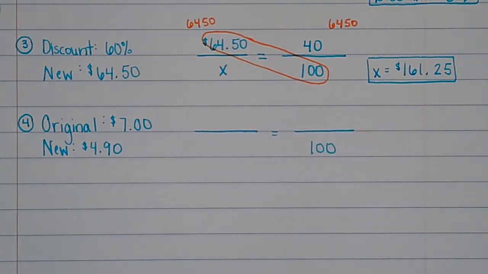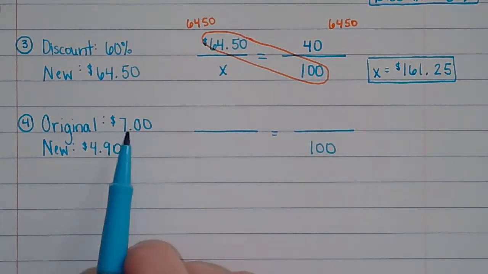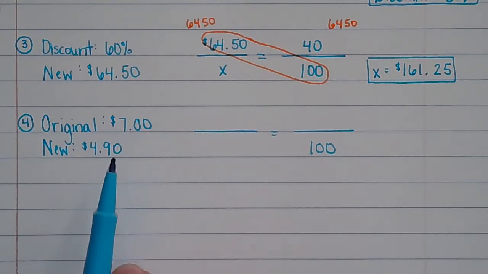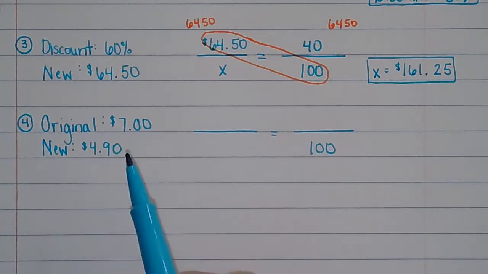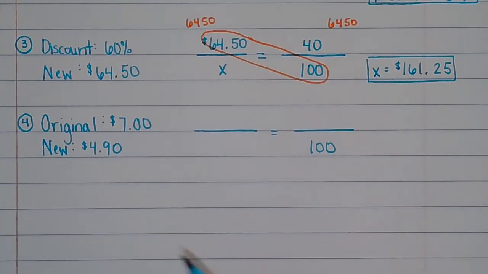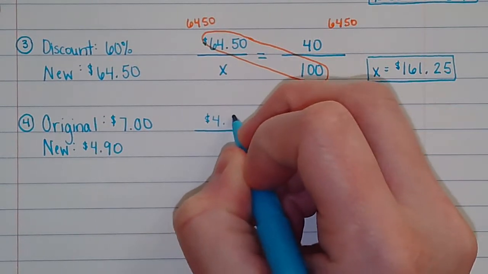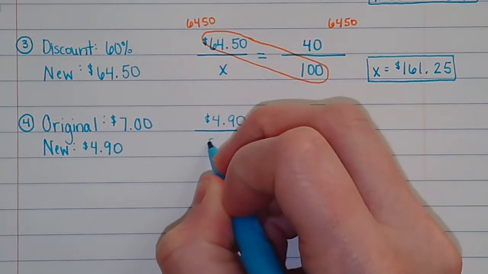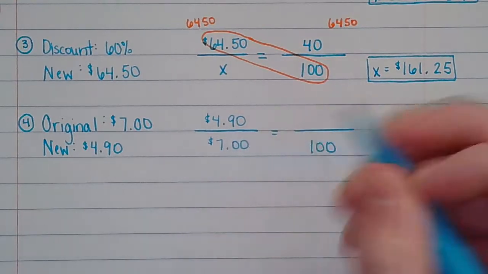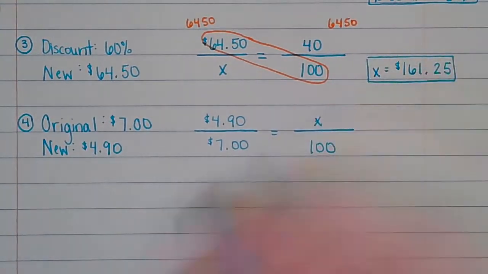All right, so once again, if you use a little bit of common sense, this is how much it originally cost. This is how much I actually paid. That's not a real big discount. So I should not expect this discount to be a very big number. So it's not like it's going to be a 90% discount or a 50% discount. Like this is going to be a smaller number because this is not a very big discount. All right, so new goes on top. Original's on the bottom. And then obviously this is my X.